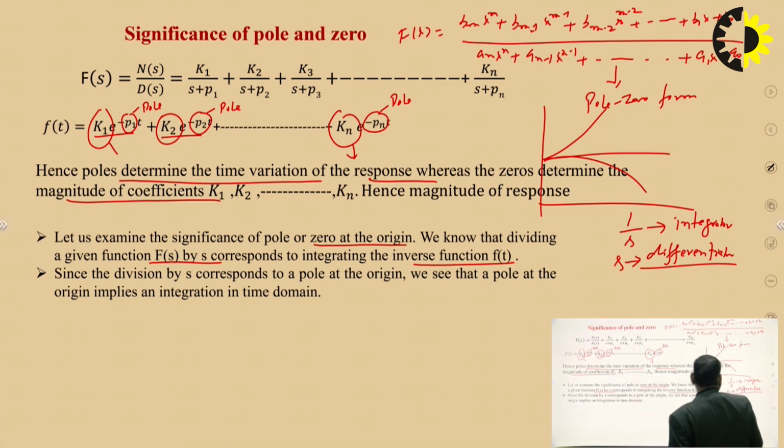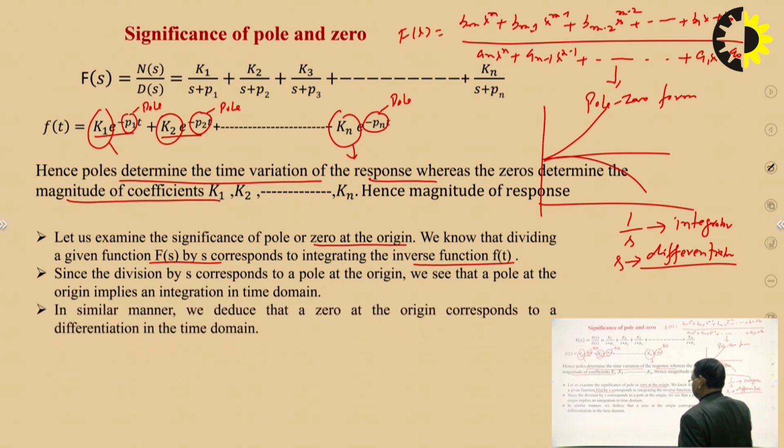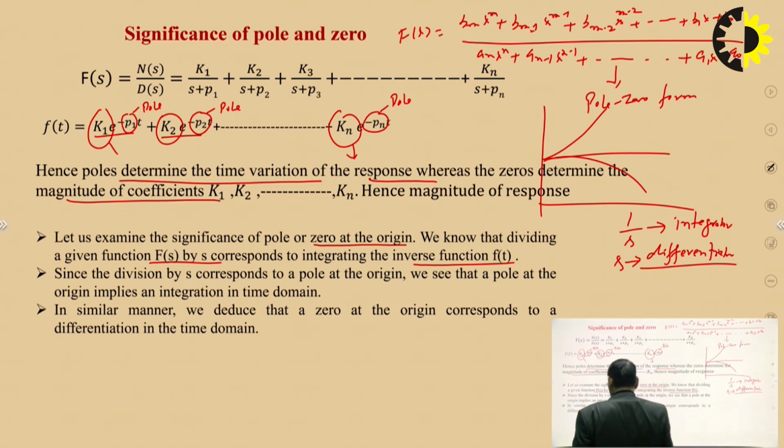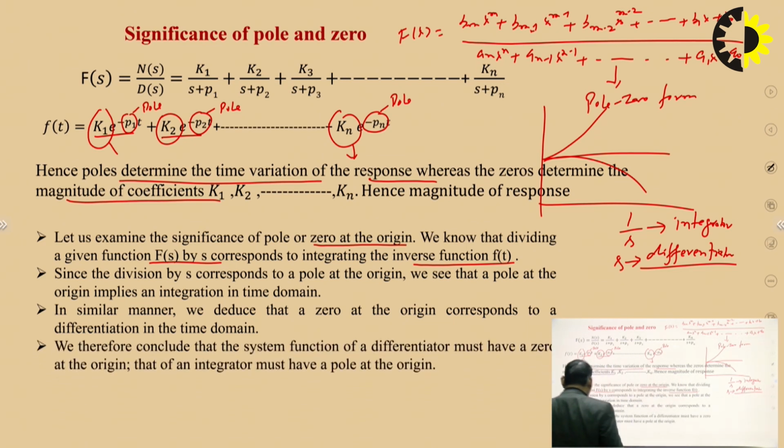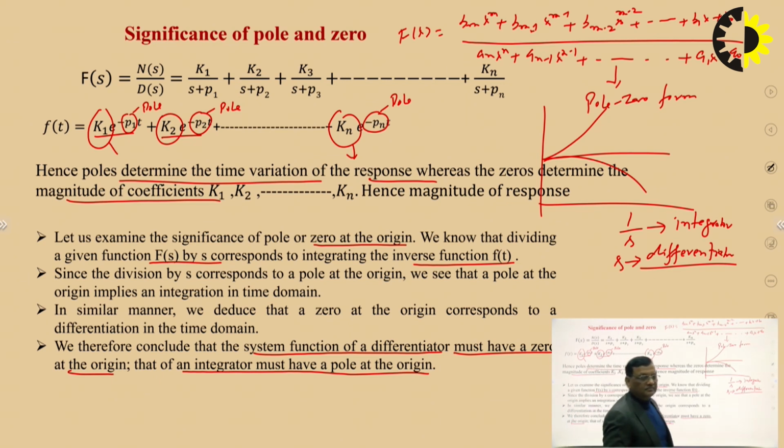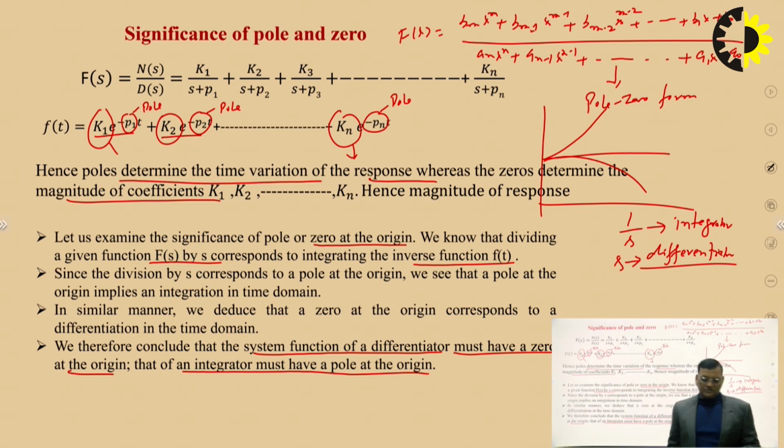Integrator and differentiator. So s is a differential operator and 1 by s is an integral operator. So what we can conclude: the system function of a differentiator must have a zero at the origin, and an integrator must have a pole at the origin. So this is the significance of poles and zeros.